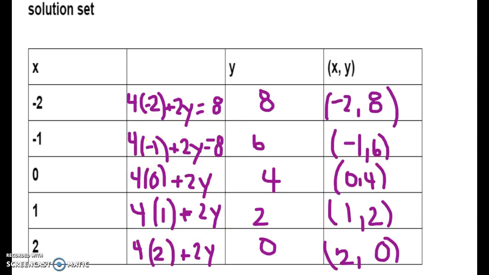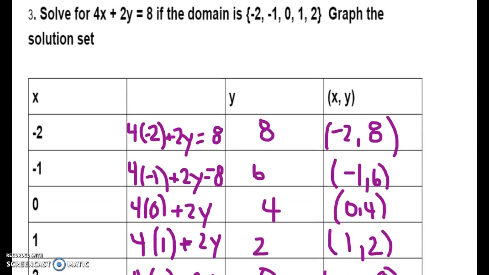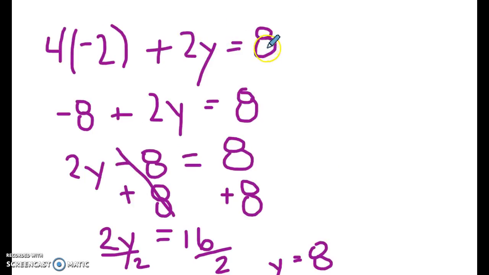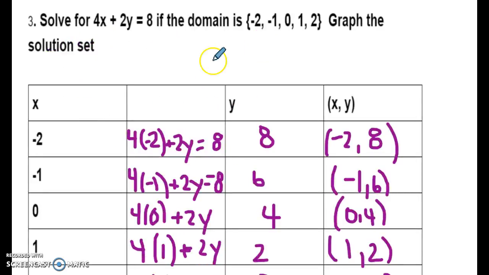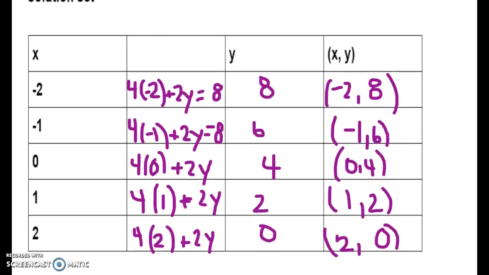Remember that the original equation was 4x plus 2y equals 8. So as you're solving it, make sure you're always setting it up to equal 8, and then you're multiplying, subtracting, dividing. And these are the values that you should get.